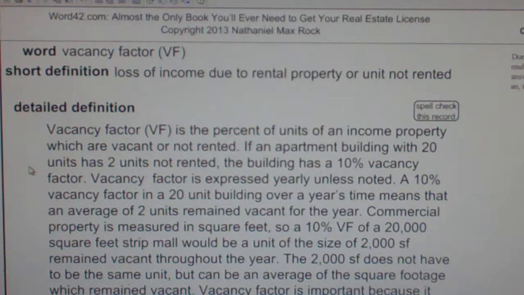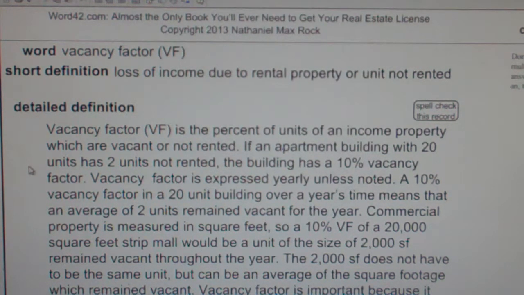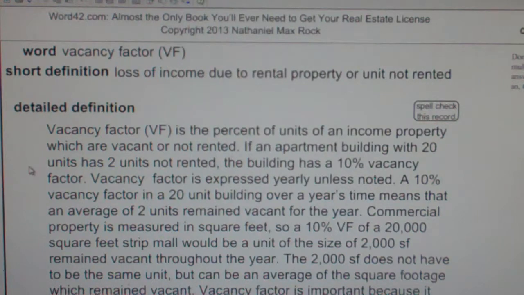Vacancy factor, loss of income due to rental property or unit not rented. Vacancy factor (VF) is the percent of units of an income property which are vacant or not rented. If an apartment building with 20 units has 2 units not rented, the building has a 10% vacancy factor. Vacancy factor is expressed yearly unless noted.